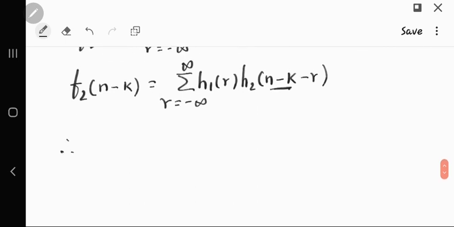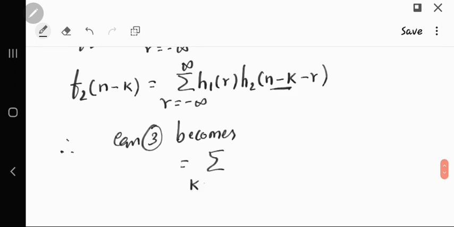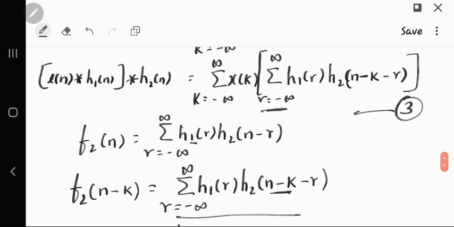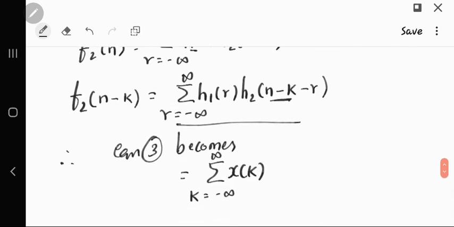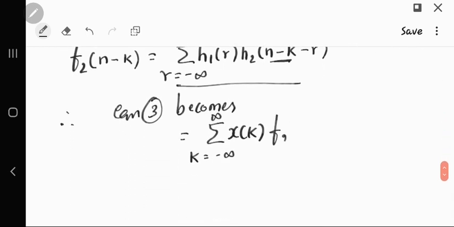Therefore, equation 3 becomes, so equation 3 will look like this: summation k equals minus infinity to plus infinity x of k, and this entire term which is present in equation 3, you can see, will be replaced by f2 of n minus k.